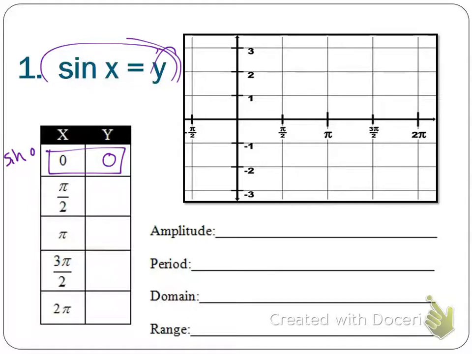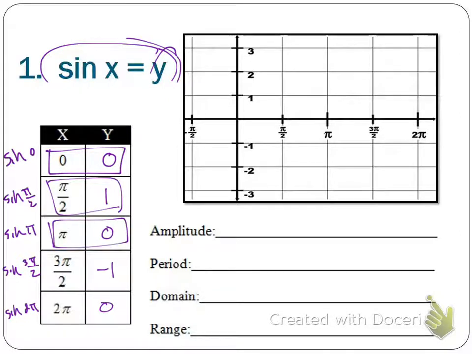So sine of 0 is 0. Sine of pi over 2 is 1. Sine of pi is 0. Sine of 3 pi over 2 is negative 1. And sine of 2 pi is 0 again. And here we've created a bunch of ordered pairs. This is what you would do in any function that you didn't know how to graph or what it looked like, right? Come up with a bunch of points, a bunch of ordered pairs, and just plot them.